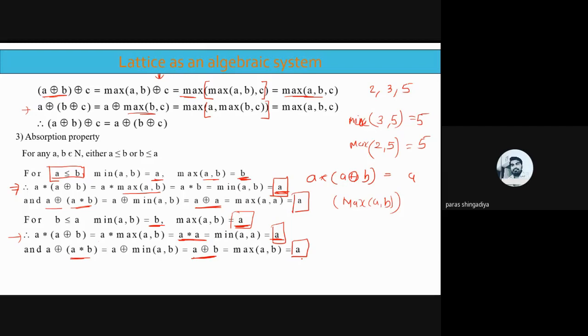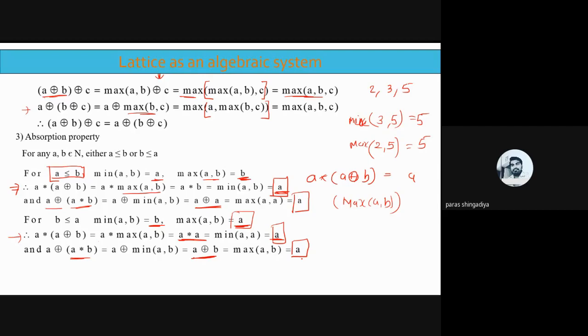Clear? A star A ring sum B is equal to A, and A ring sum A star B is equal to A. Clear? So it is a proof of this one. And for all the possibilities, there are two conditions only: A less than or equal to B, otherwise B less than or equal to A. So in both cases, the absorption property will work. Okay, it is satisfied. And if all these three properties are satisfied, commutative is true here, associative is also valid, and third, the absorption property for all the cases is also proved.